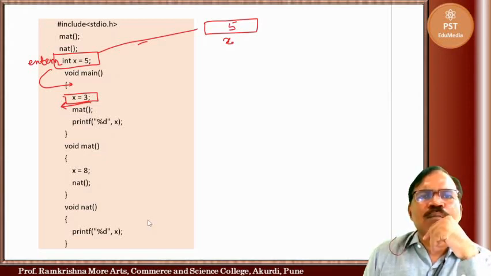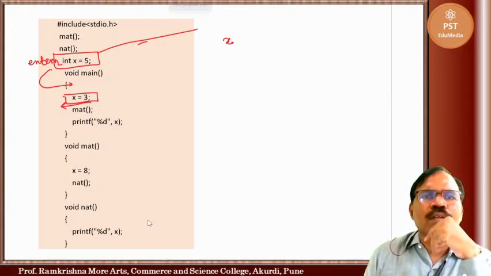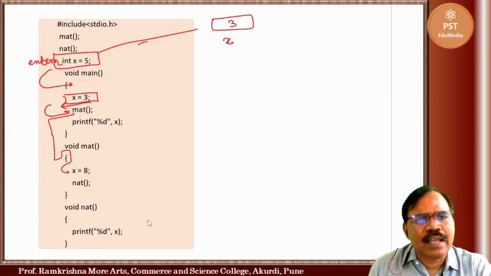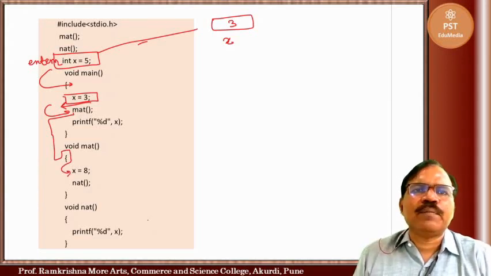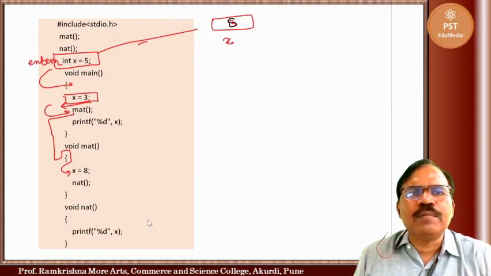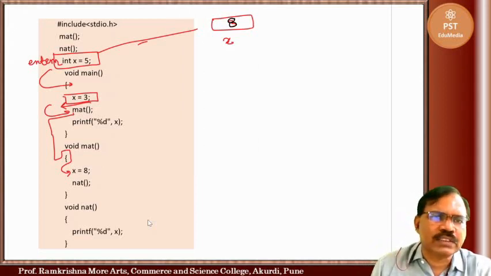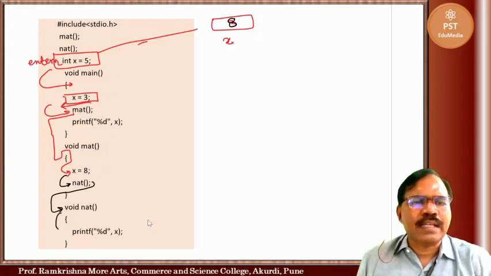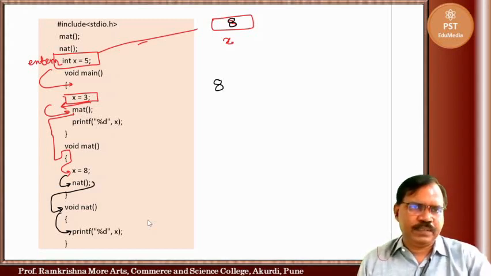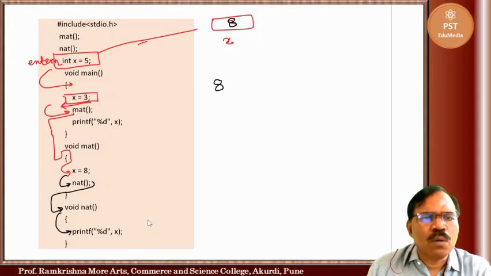So 5 will go, and 3 will be stored. Then the mat function is called. It goes to the mat function and x equal to 8. So 3 will go and 8 will be stored at the memory location of x. Then the nat function is called, and in the nat function we have printf %d x. So 8 will be printed. Now the end of function.